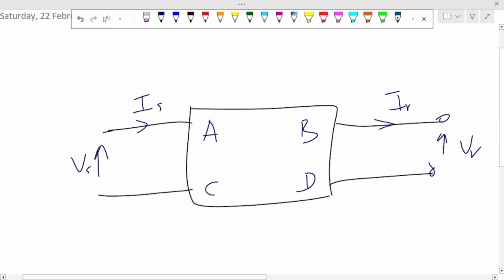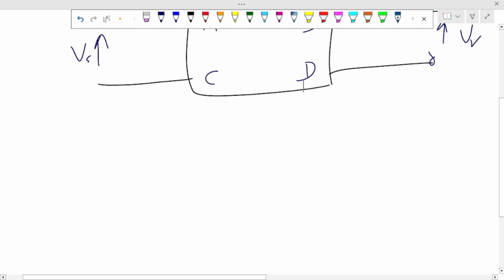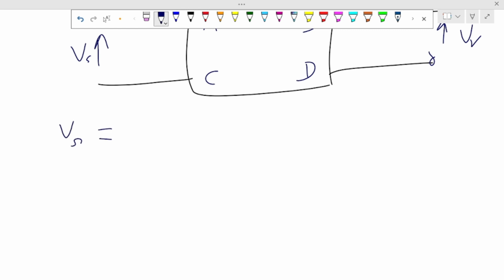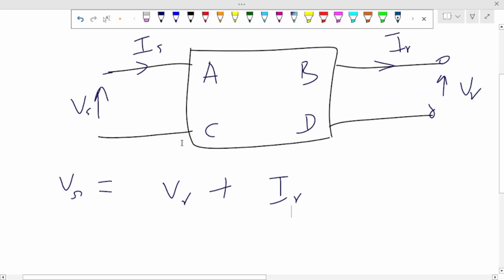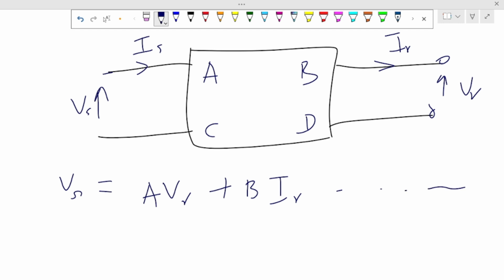With that, we'll have something like this: voltage at the sending end, that's Vs, equals VR at the receiving end, then IR at the receiving end. Not just like this, but we are going to have these constants, A here and B here. So it will be A and then B here. Let's call this equation 1. I think we already have an equation 1, but let's just leave it as equation 1.